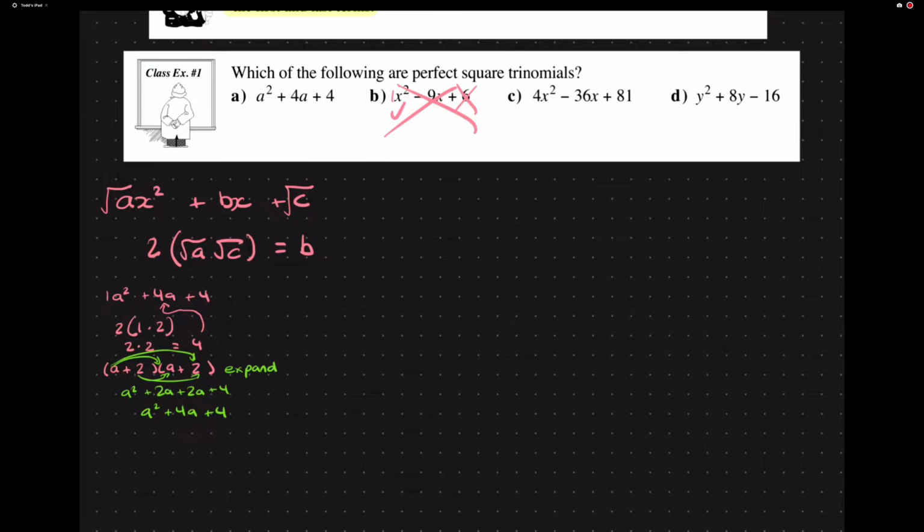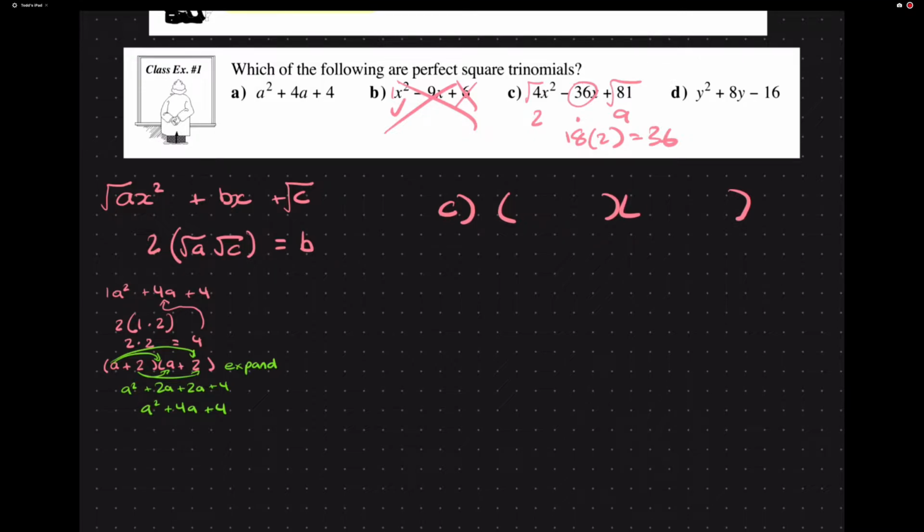And C says the square root of 4 is 2, and the square root of 81 is 9. 9 times 2 is 18. Multiply that by 2, and we get 36, which is that middle term. So in this case, that is a perfect square. Example C would break down into two binomials, and it's going to be 2x, 2x. The signs are the same, they're both negative, and the last term would be a 9.